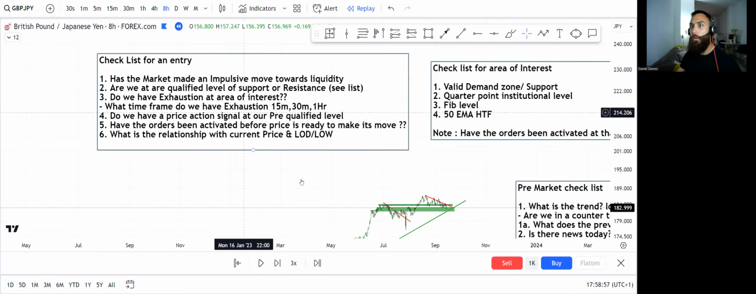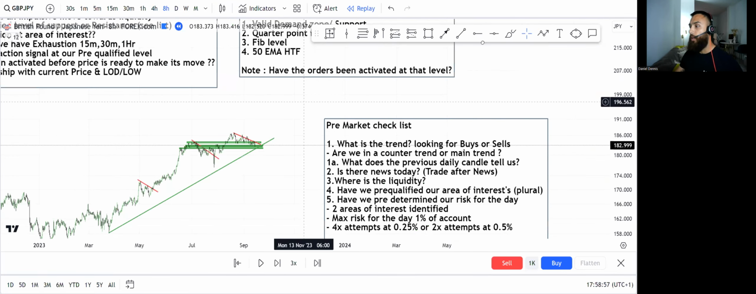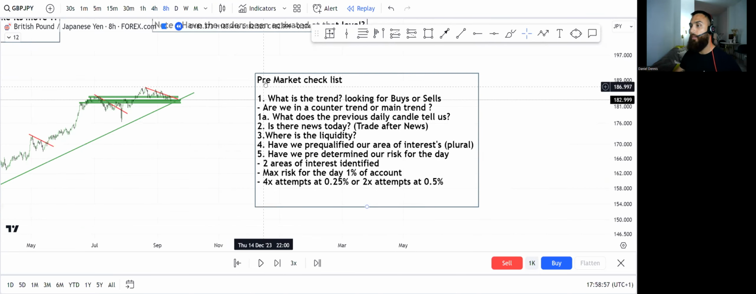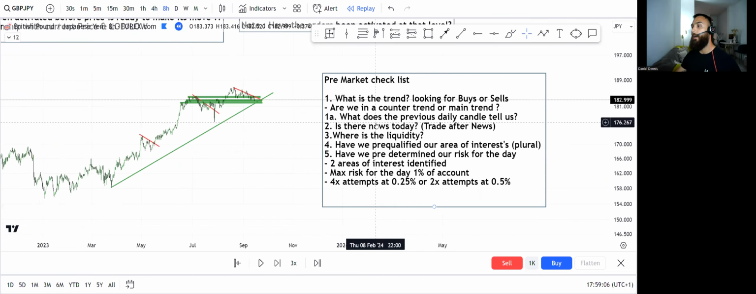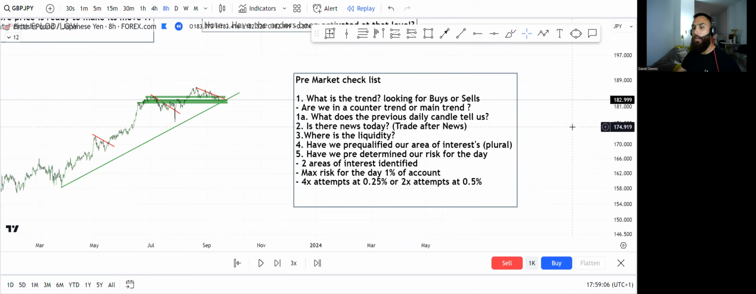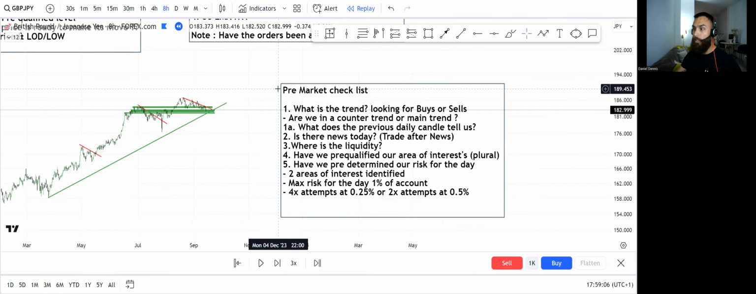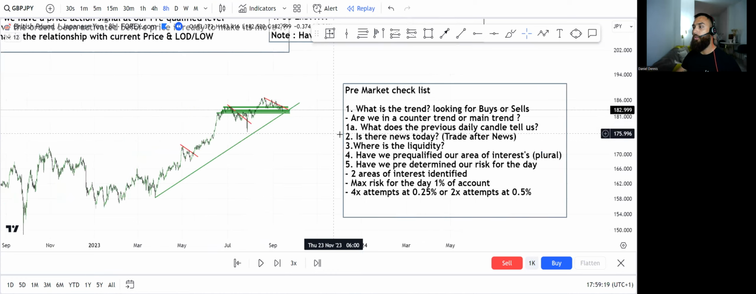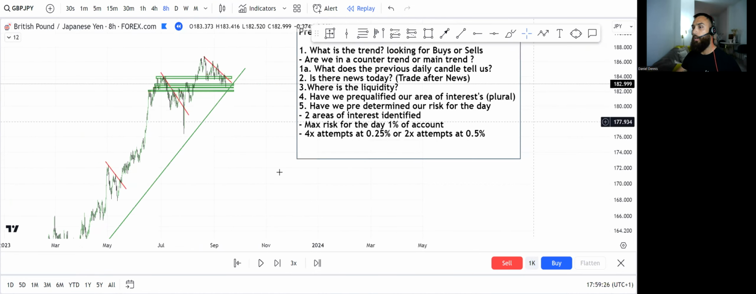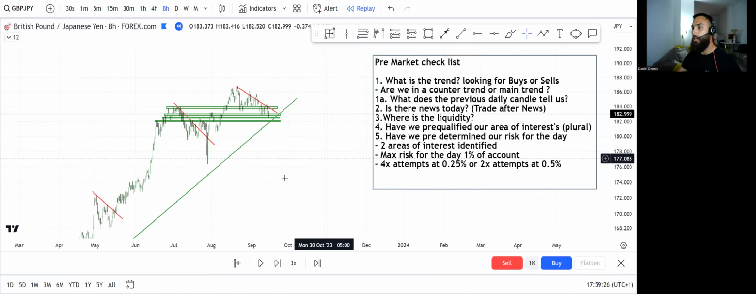Okay, so I'm going to start with my little checklists. I will have a pre-market checklist, things I go through before I come to the charts, or maybe I look at this the night before. So my pre-market checklist consists of: what is the trend? Am I looking for buys? Am I looking for sells? Are we in the main trend or are we in the counter trend? So just off the bat, quickly, on the higher time frame, I'm going to break down GJ.